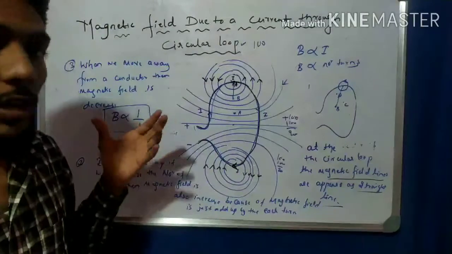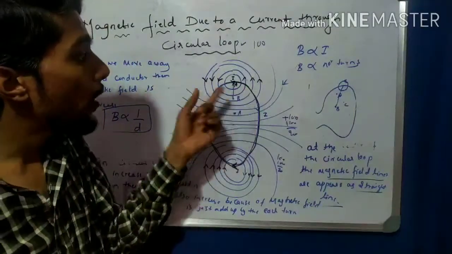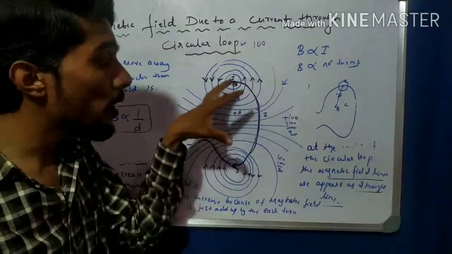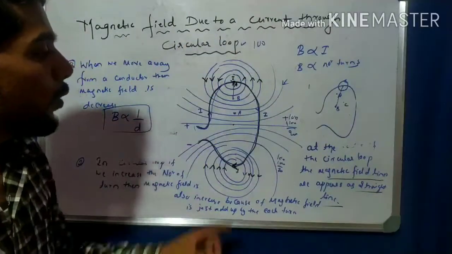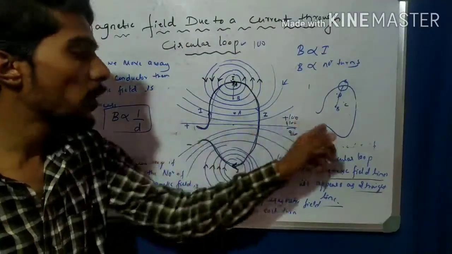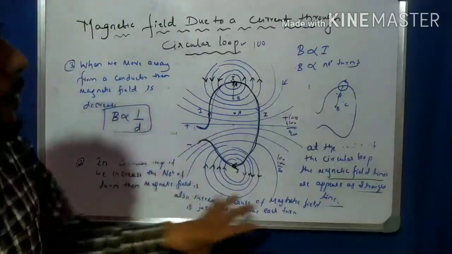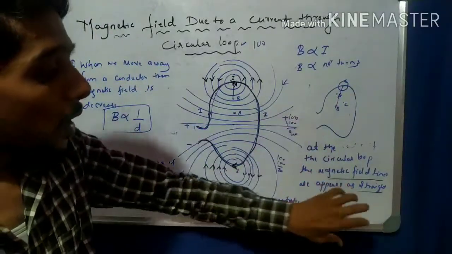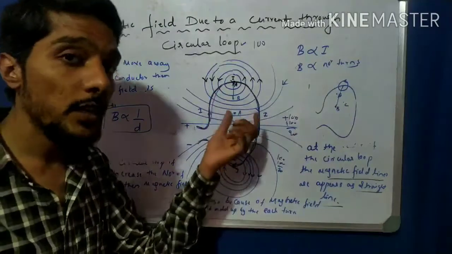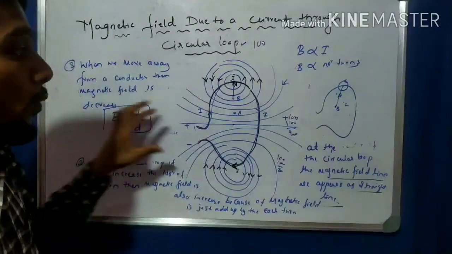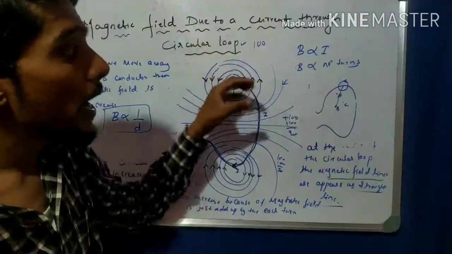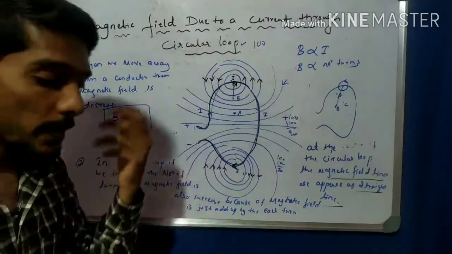So remember these three points. Practice the diagram: practice drawing concentric magnetic field circles around a circular loop. When we come to the center, we can draw a straight magnetic field. Remember what type of magnetic field is generated, and how you find and put the directions, that is very important. And these three points, how you increase the magnetic field in the circular loop and how you decrease the magnetic field in the circular loop, that is very important.